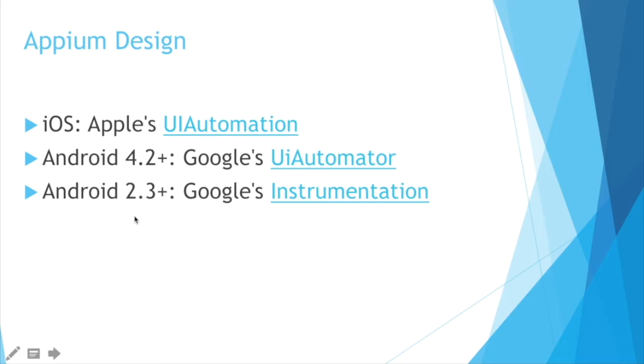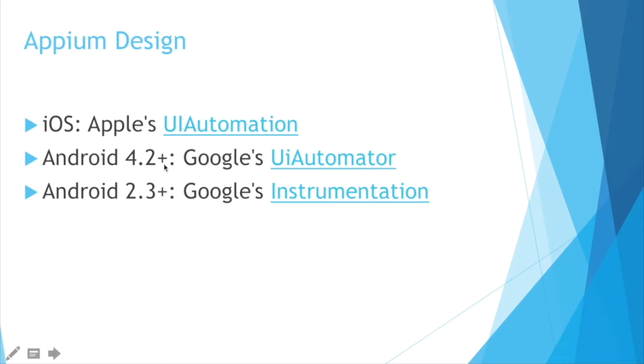Coming to Appium design, on iOS it uses Apple's UI Automation, which is provided by Apple. On Android, it uses Google's UI Automator for 4.2 and above, and for 2.3 and below it uses instrumentation. Sorry, 2.3 to 4.2 it uses Google's instrumentation, and for 4.2 and above it uses Google's UI Automator. So as these are provided by Google and Apple respectively, it doesn't need to reinvent the wheel.